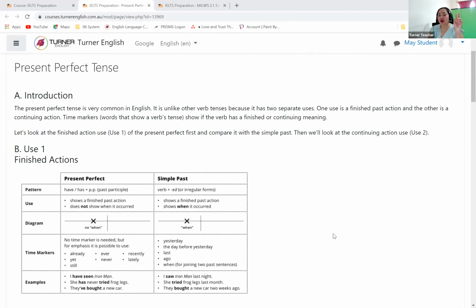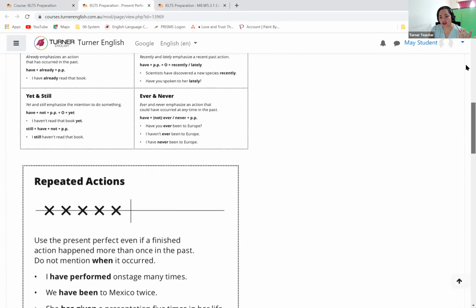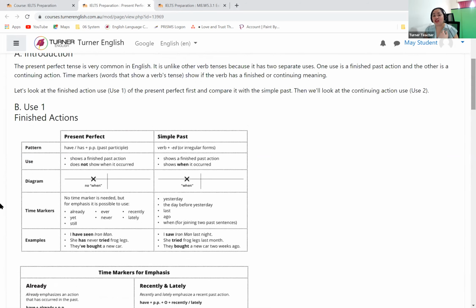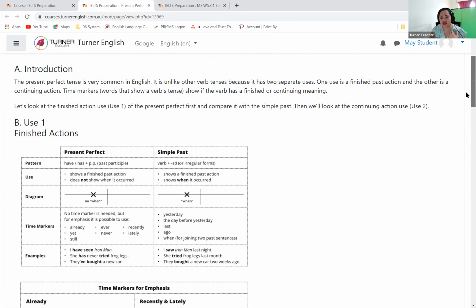So basically, there are two uses or two functions of a present perfect tense, okay? First function is finished action, and another function is continuing action. So let us try to understand what is a present perfect tense, what is the structure of a present perfect tense, and when it is used for a finished action, and when it is used for repeated actions and continuing actions. Okay, so first thing that we want to do is let's read the introduction.